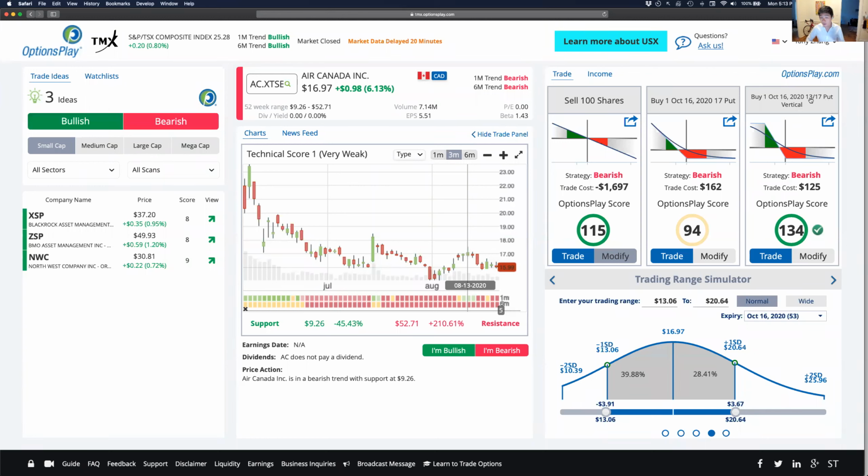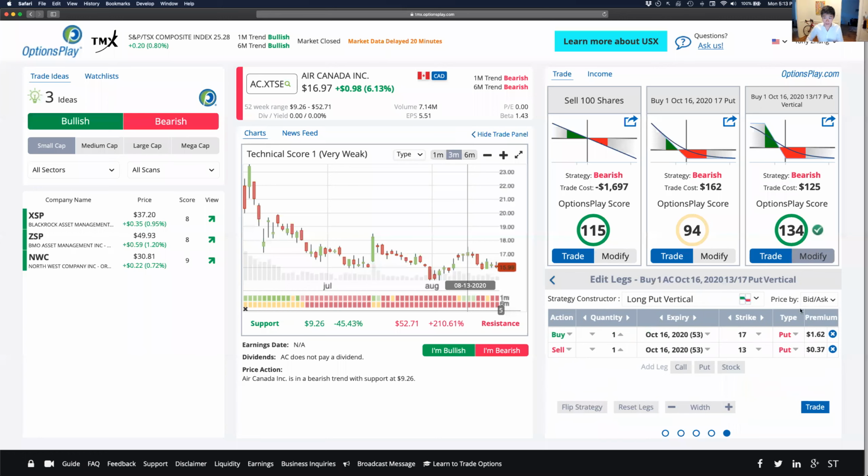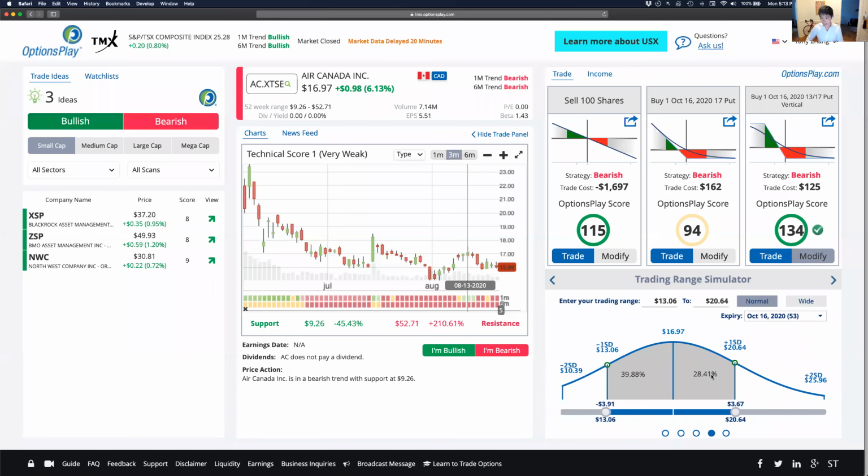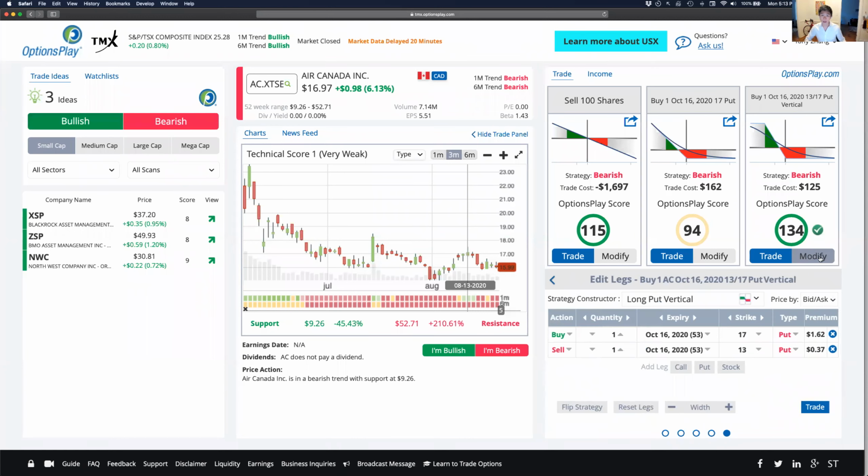Why did we choose to sell the $13 put against the $17 put that we purchased? It comes down to using the trading range simulator, because for the October expiration, our expected move to the downside is roughly $13. That's why we chose to sell the $13 put. That's how we're able to optimize your debit spreads to give you the highest possible probability of this lower strike price expiring out of the money while collecting the most premium possible to offset the cost of that long put.